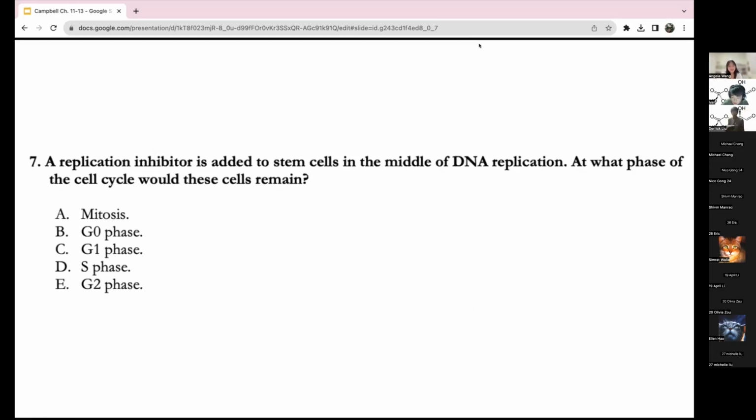Most of you put D, which is good because that is the S phase where the DNA replicates and is synthesized. So yeah, good job. And A is not correct because that's the actual division of the cell.